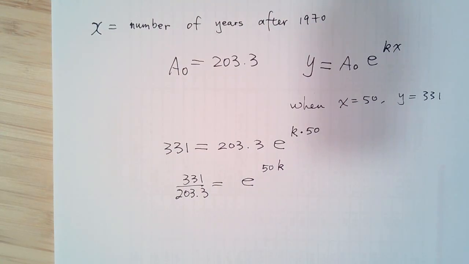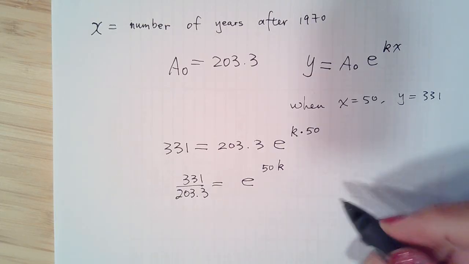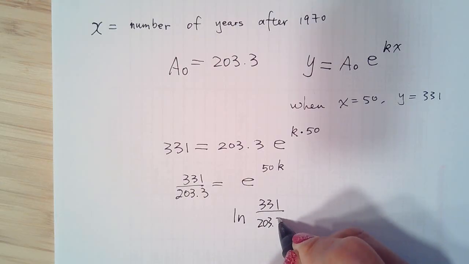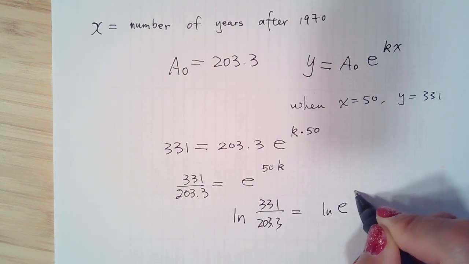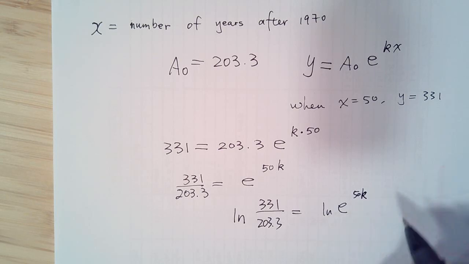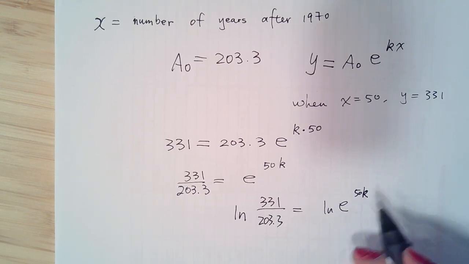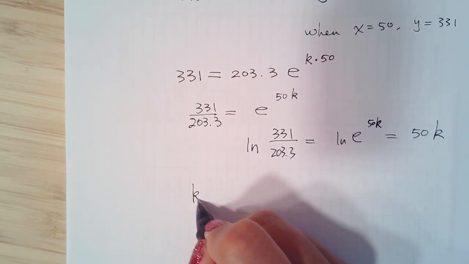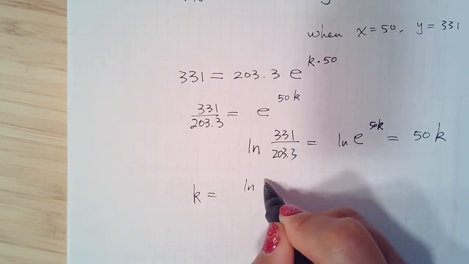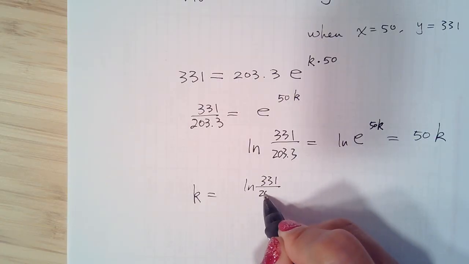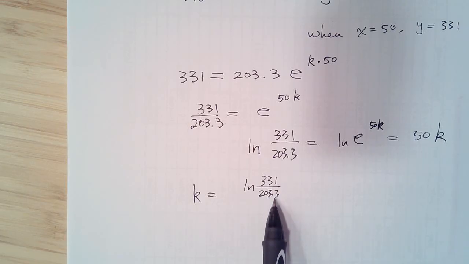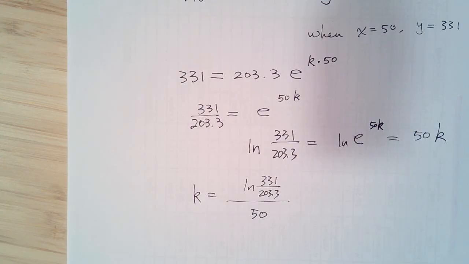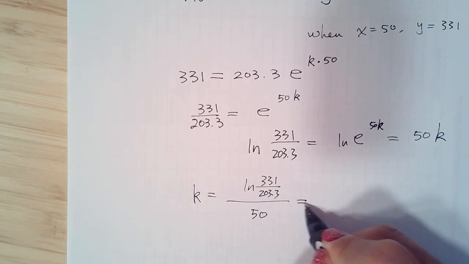Okay, and then can I go ahead and take the natural log? I take ln on both sides. So ln of 331 over 203.3 equals ln e to the 50k. And this is the natural base e, so that will be just 50k. Okay, so I'm good. I got k equals ln of 331 over 203.3, divided by 50. In your calculator, you can do this division and take the natural log, and then divide by 50. Okay, guess what? The answer is roughly 0.01.